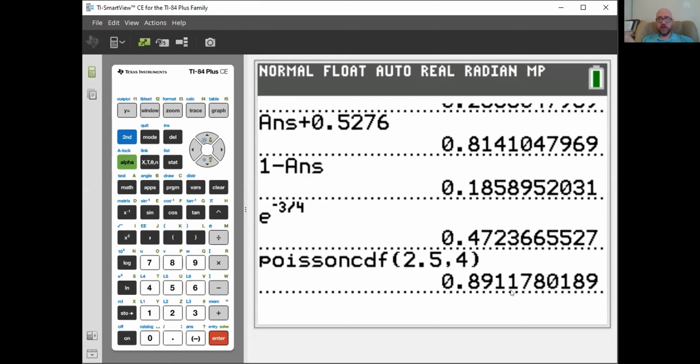If the average number of calls in an hour is 2.5, it's quite likely that you're going to handle 4 or fewer, right? You usually handle 2.5, so handling 4 would be a lot. So 4 or fewer would be totally normal. So 0.8912.